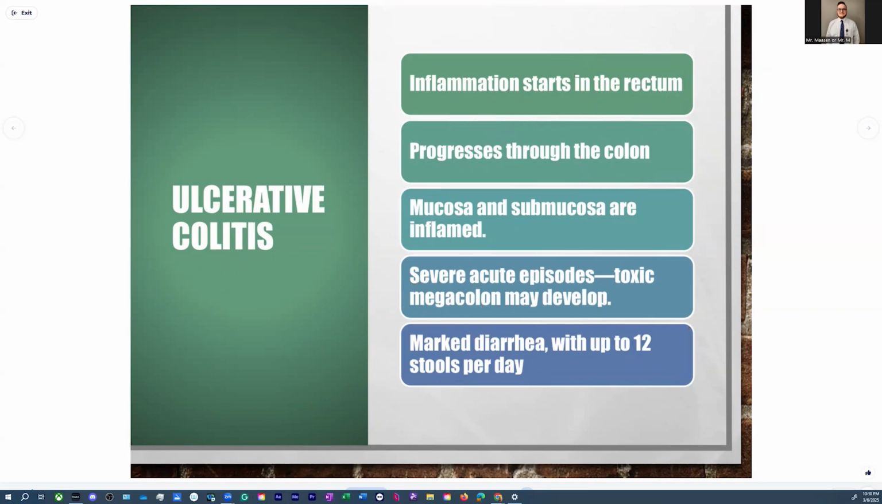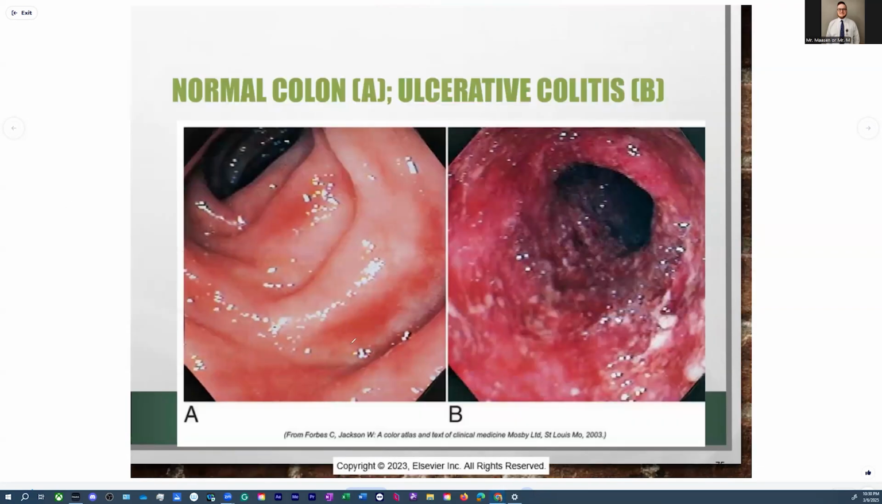And here's a picture to give you an idea. So normal colon here, ulcerative colitis here. You can see all the inflammation. So much inflammation. That might be some dead tissue there, some bleeding happening here. That's bad. That's tough.